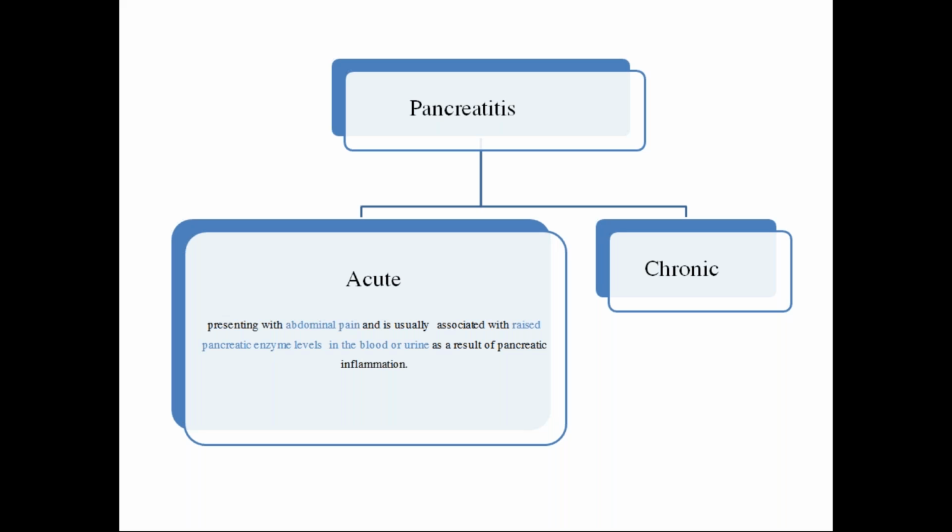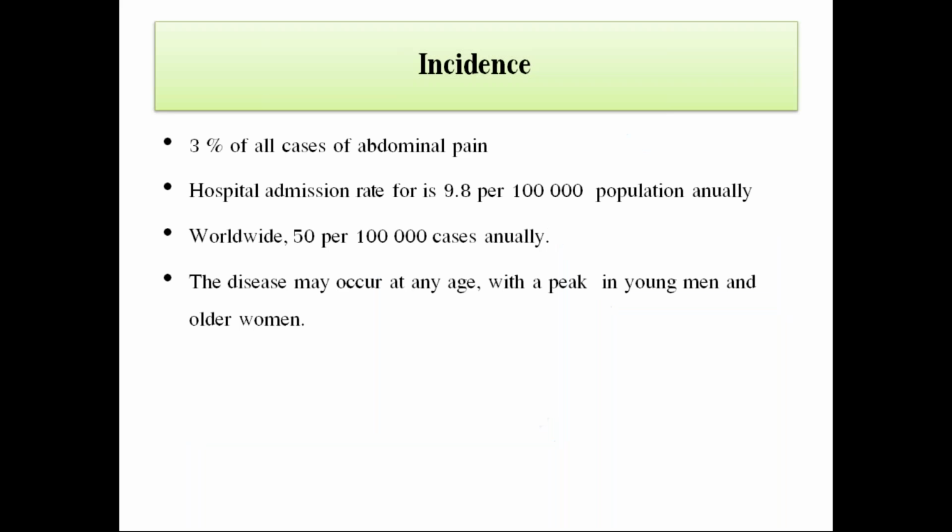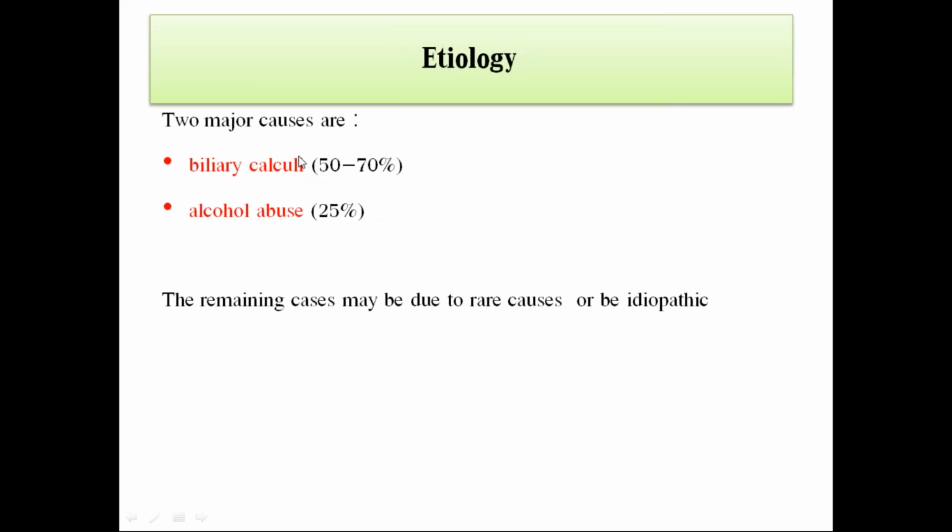In acute pancreatitis, because of the inflammation, it presents with severe abdominal pain associated with a rise in pancreatic enzymes. The typical classical sign is pain in the epigastrium radiating to the back. The incidence is roughly 3% of cases. It can occur at any age, with a peak in young men and old women. In young men, mostly it's due to alcohol intake, and in older women, it's due to gallstones. One of the major causes is alcohol abuse, and the most common cause is biliary disease.